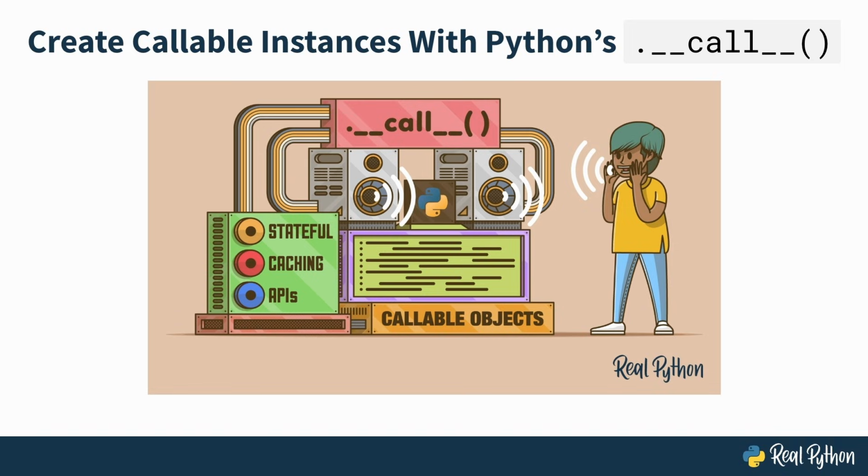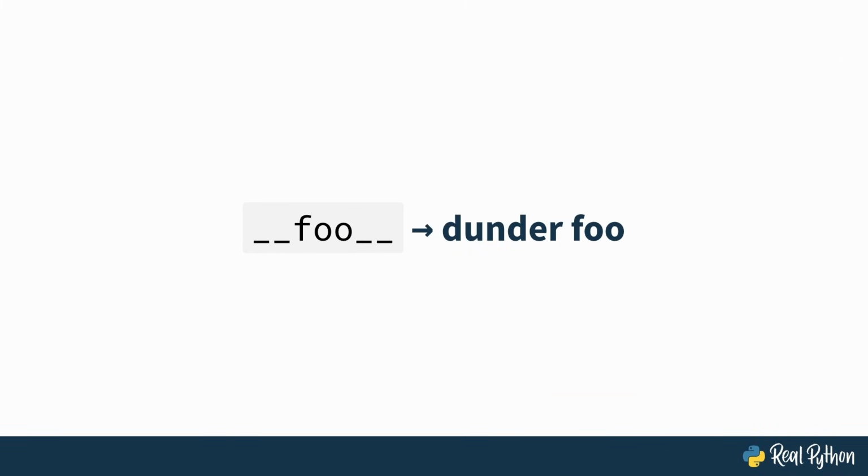But first, a quick note on terminology. Dunder. No, it's not slang for Australia. That's just how we refer to these special double underscore methods in Python. Dunder is a lot easier to say. So instead of foo wrapped in double underscores, you would say dunder foo. Okay, cool. Now, where was I?